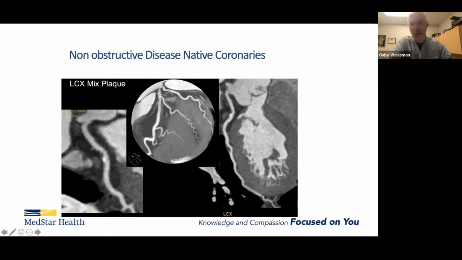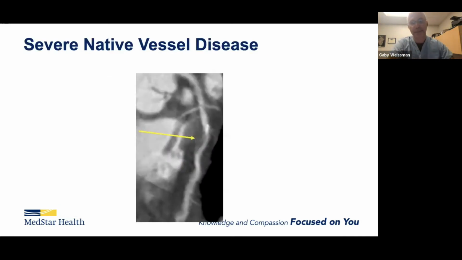What I showed you so far was non-calcified disease. We know that as atherosclerosis sticks around for a while, it becomes calcified. This is a little tiny calcified plaque. You can see it here as well. But again, it causes no stenosis whatsoever. So again, you can see the disease, you can characterize the disease, a lot of information.